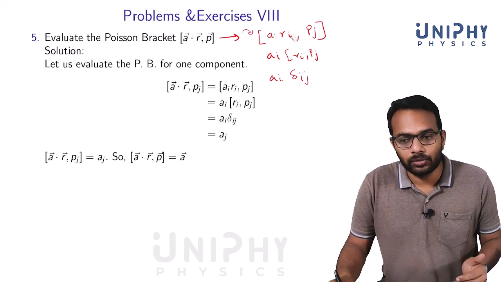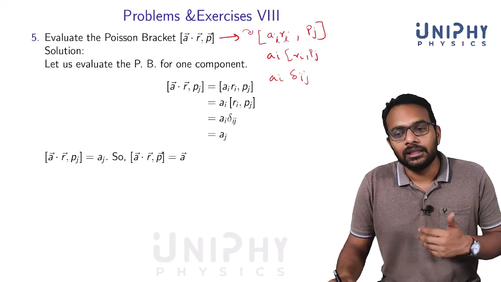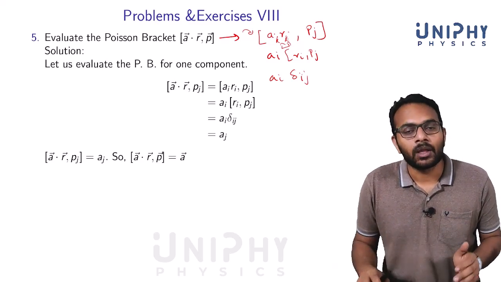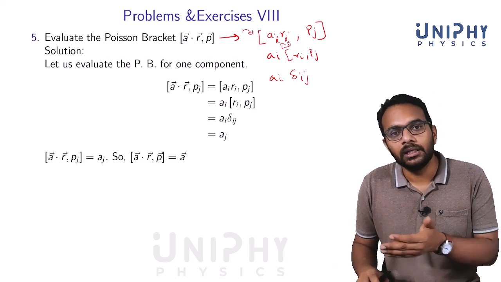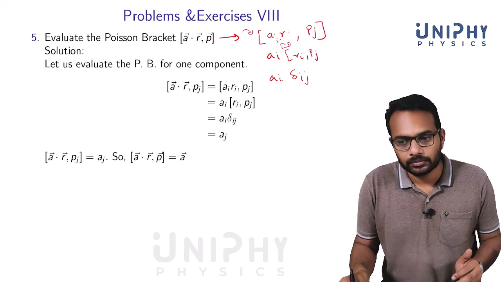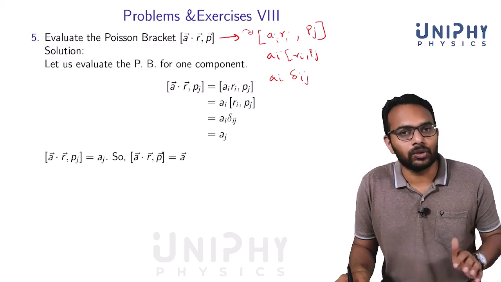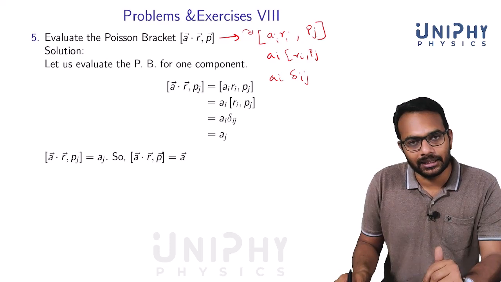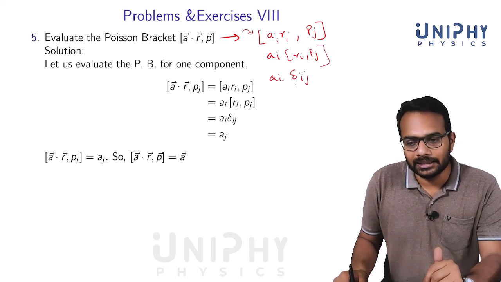It could very well be k or m or anything, because whatever it is, when it is repeated, it's a prescription to sum over 1, 2, 3. So the final answer will be the same. It doesn't matter what you put here, but always remember not to repeat it again in a different context in the same expression. That's why I've used i here and j there. So r_i with p_j is delta_ij.